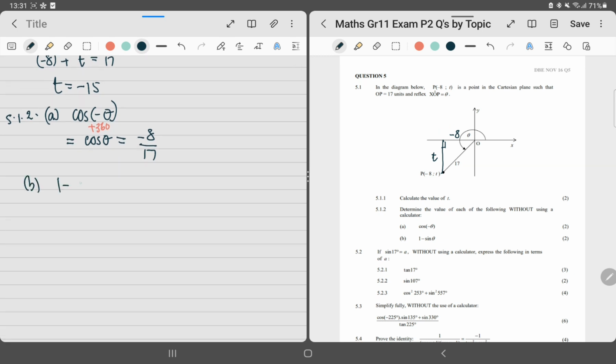B, 1 minus sine theta. So this is 1 minus, and then sine of theta is opposite over hypotenuse, which is negative 15 over 17. So this is 1 plus 15 over 17. So it's 32 over 17.